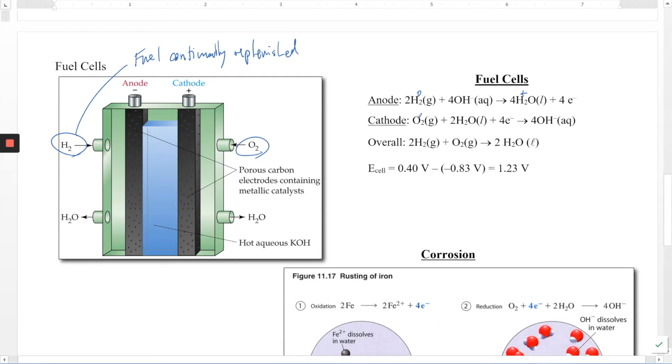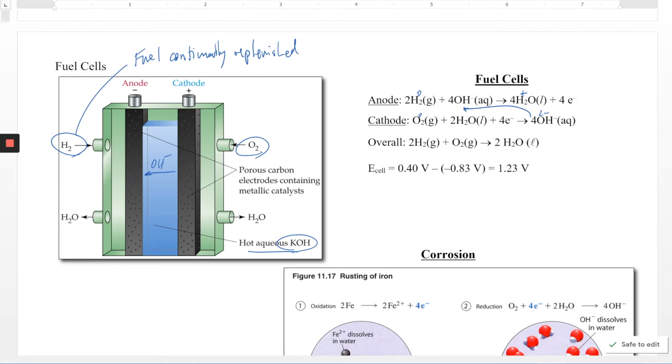So the oxygen gets reduced from oxygen to the hydroxide. And the hydroxide then goes across the cell. So we get this hot aqueous potassium hydroxide where the hydroxide will go from one cell to the other. And you can see it's created in the cathode and it's used up in the anode. So we have this continual supply of potassium hydroxide.